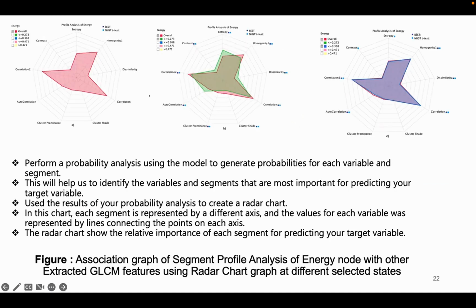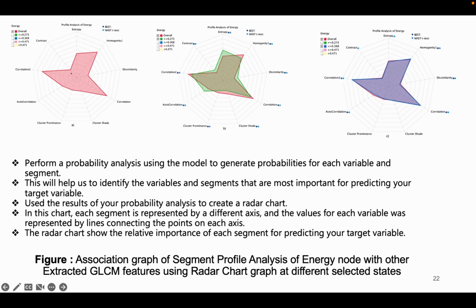Another main detailed analysis we performed was segment profile analysis. In this case, we have these basic states. Basically, segment profile analysis utilizes probability analysis using the model to generate the probabilities for each variable in the segment. So in this case, we created a radar chart, and there are different axes. Here, each represents a polygon.